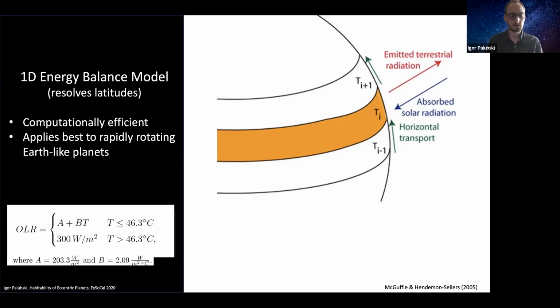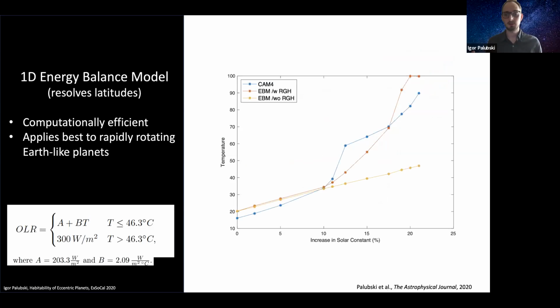So we fix this by simply capping this linear parameterization at 300 watts per meter squared, which is the runaway greenhouse OLR limit for aquaplanets that you would find in, for example, the CAM4 simulations, the Community Atmosphere Model version 4. So here we can see what that change actually does.